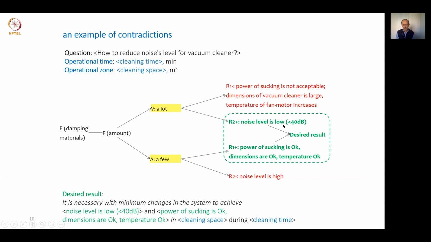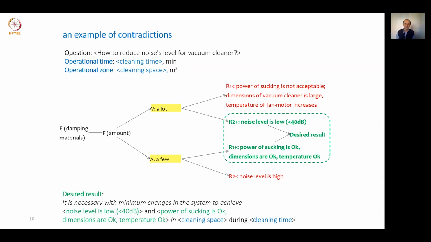Well, our desired result is that the noise level is low, less than 40 decibels. And we know that we can achieve this result if we put a lot of damping material. But in this case, as we already discussed, the power of sucking will not be acceptable. The dimension of the vacuum cleaner will be larger, and the temperature of the fan motor will increase. When we put a small amount of damping material, we will achieve an adequate level of sucking power. The dimension of the vacuum cleaner will be acceptable, and the temperature of our fan motor will not increase, but the noise level will be high.